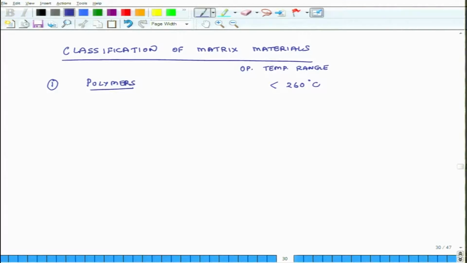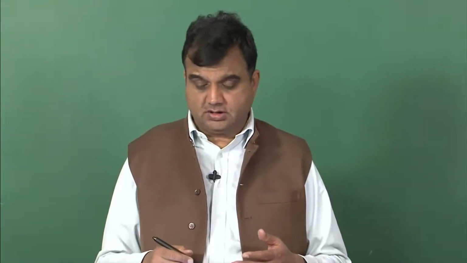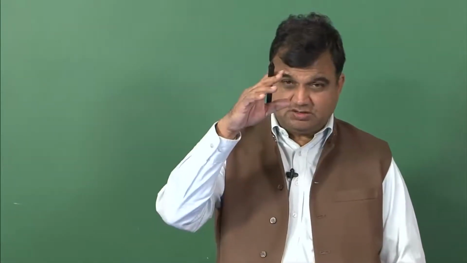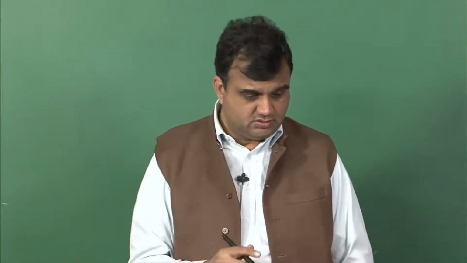So, if your application range is room temperature or generally up to 100, 120, or if you use a really fancy polymer matrix, maybe you can go up to 250, 260 degrees centigrade, but not more than that, then you can use polymers. So, it is the temperature which is a very strong influencer as to what type of matrix you should use.